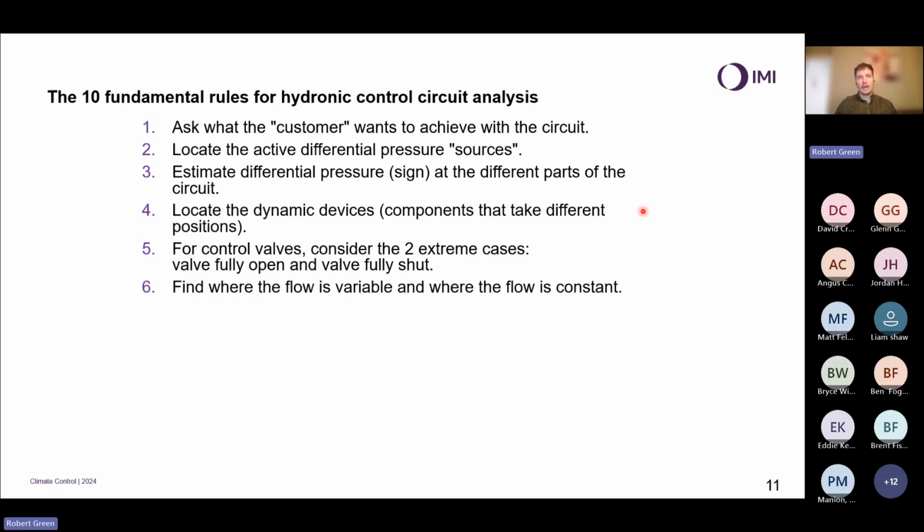Also, we need to find if and where the variable flow is and if and where the constant flow is in a system. And determining if and how the design flows can be set. So number 7 is talking about the balancing. What procedure do we use to balance these circuits?